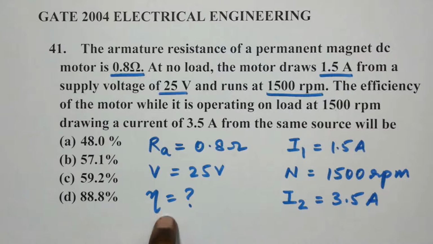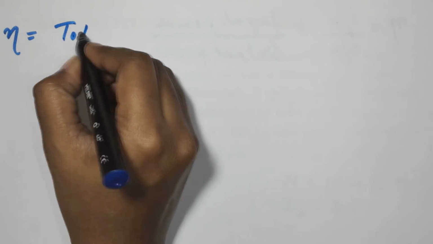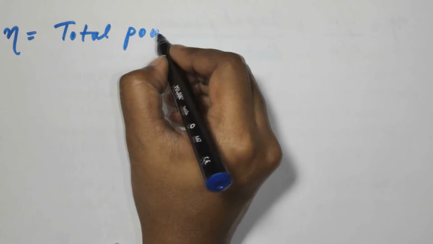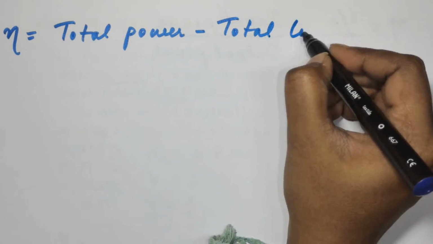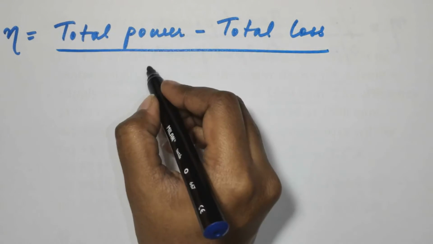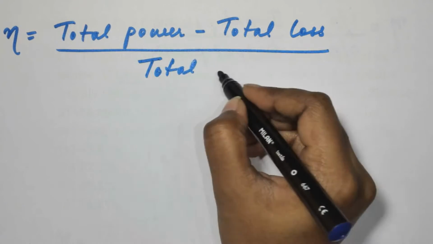Now in order to find out the efficiency, we have to calculate power. What type of power? 1, we need the total power, and 2, we need the total losses also, because we know that the efficiency is output to input ratio. Total power minus total losses divided by total power.